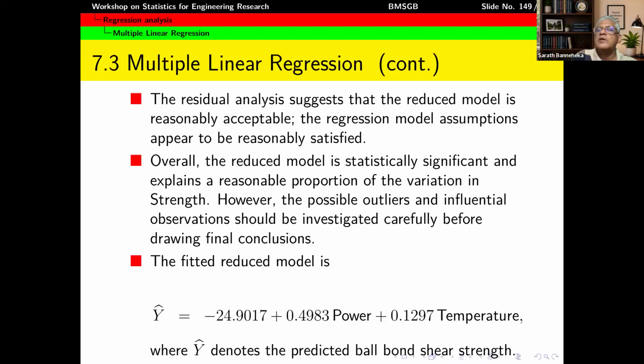So we'll have to try some other model that will fit with those observations. But here we don't have that bigger problem. Therefore, I'm going to just consider them as usual correct observations. So finally, the fitted model that we are going to consider is this model y hat, that is the fitted strength values, given by this value plus this times power plus this times temperature, right?